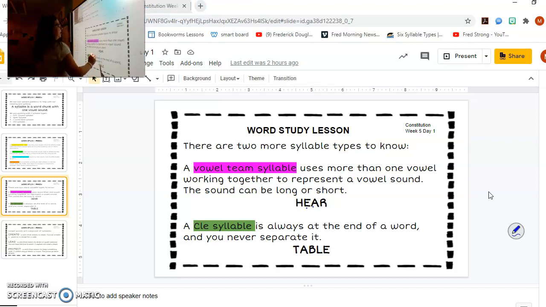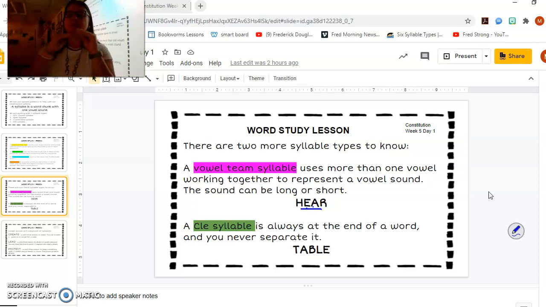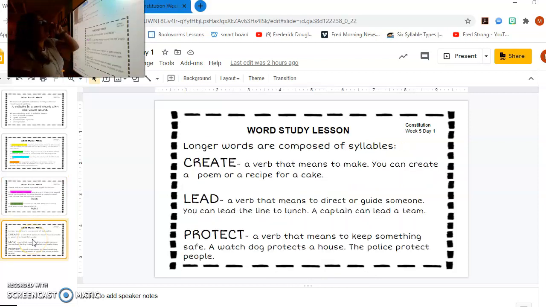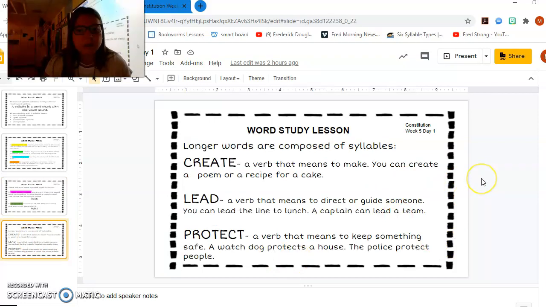E is a vowel and A is a vowel. Those vowels were right next to each other. They're like twins. They're like best friends, right? So that is a vowel team. And then the CLE syllable is always at the end of the word, and you never separate it. So there will be consonant, C, L, and an E. Like in the word table, B is the consonant, L, E. So the word table falls into a C-L-E spelling, a syllable type.